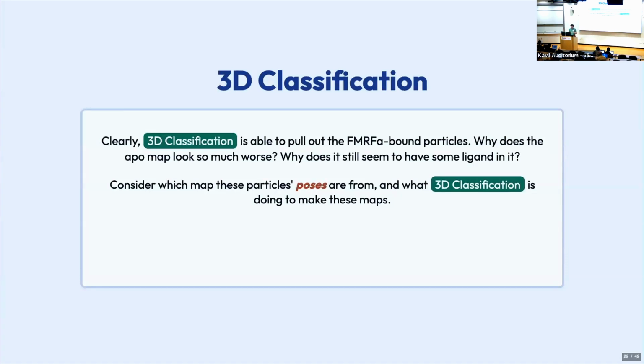If we're successfully classifying them, why does the apo map look so much worse, especially in the thumb? And why does it still look like it has a little bit of ligand in it? While you're thinking about this, I encourage you to consider where we got these particle poses from. Remember, we've only been doing 3D classification. So where do these particle poses come from? Again, you'll have 1 minute to think and then 4 minutes to discuss.